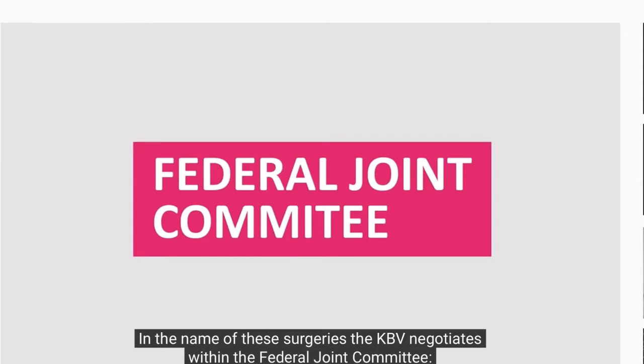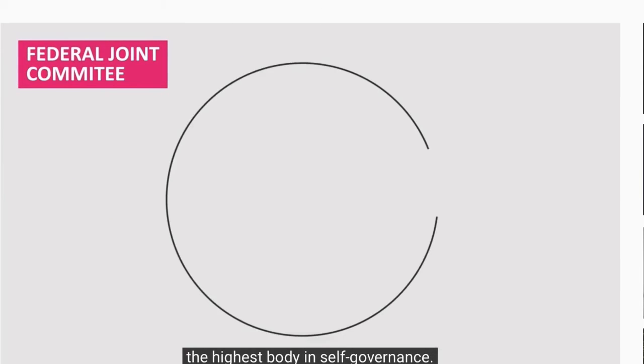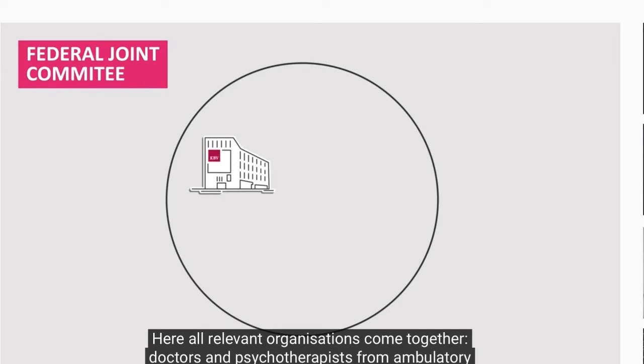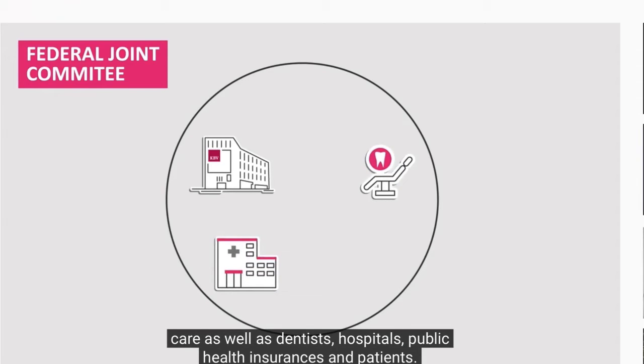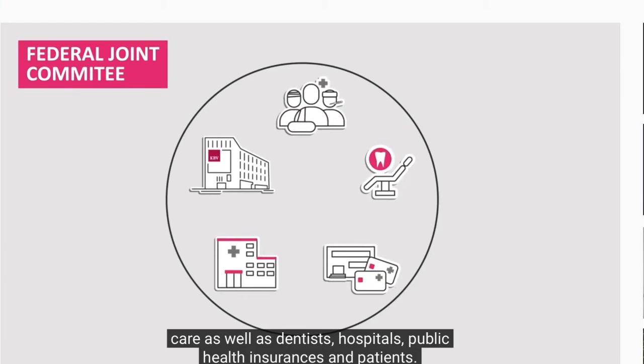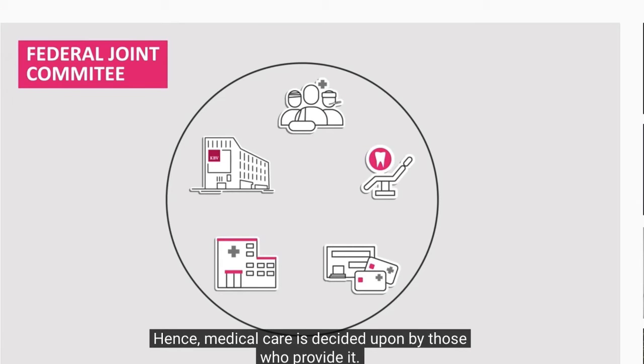In the name of these surgeries, the KBV negotiates within the Federal Joint Committee, the highest body in self-governance. Here, all relevant organizations come together: doctors and psychotherapists from ambulatory care as well as dentists, hospitals, public health insurances and patients. Hence, medical care is decided upon by those who provide it.